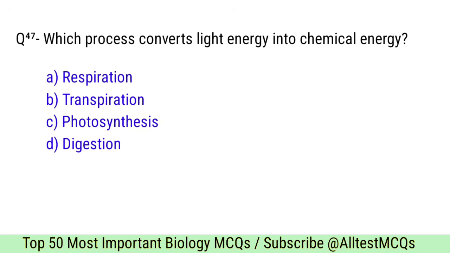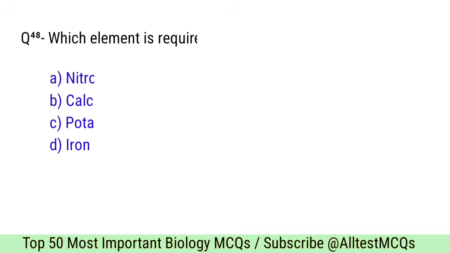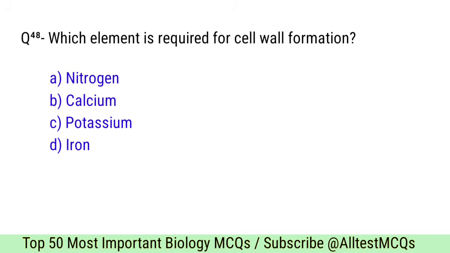Question number 47. Which process converts light energy into chemical energy? Correct option is C. Photosynthesis. Question number 48. Which element is required for cell wall formation? Correct option is B. Calcium.